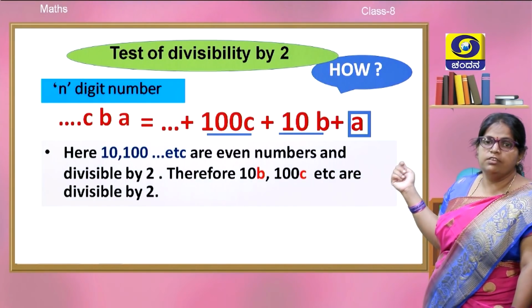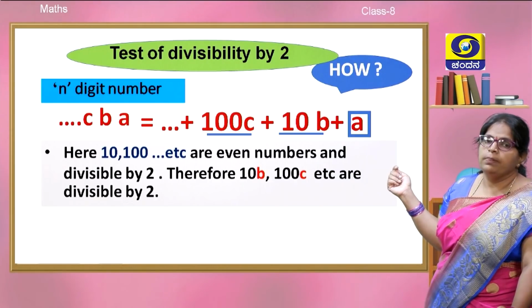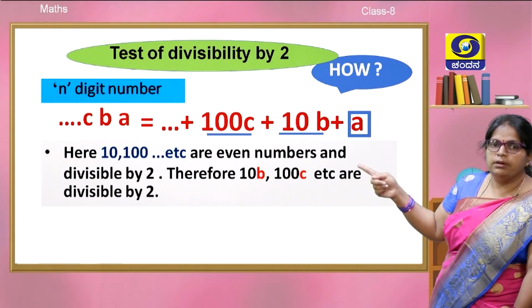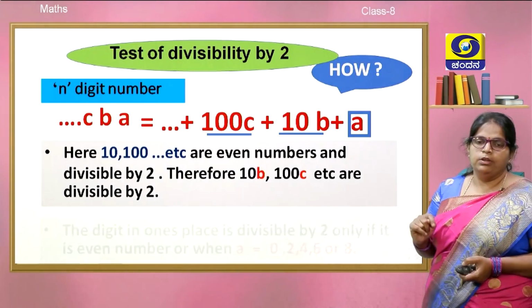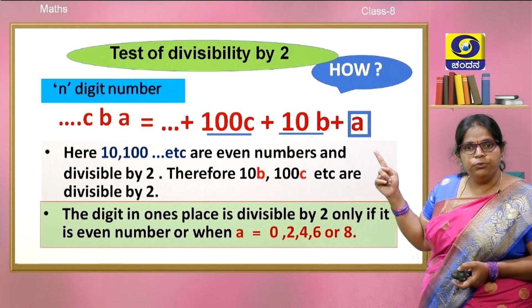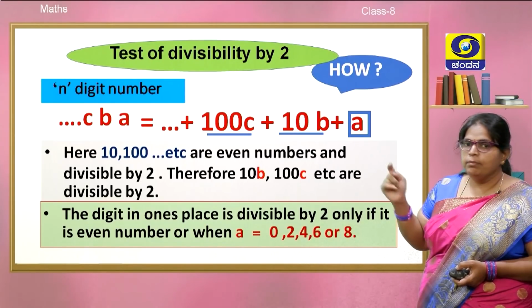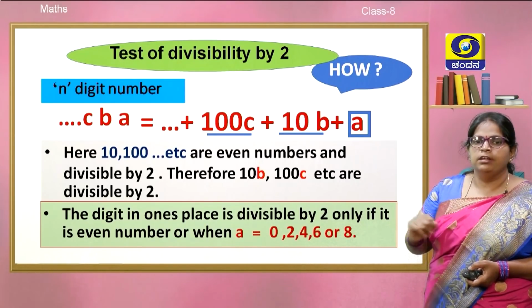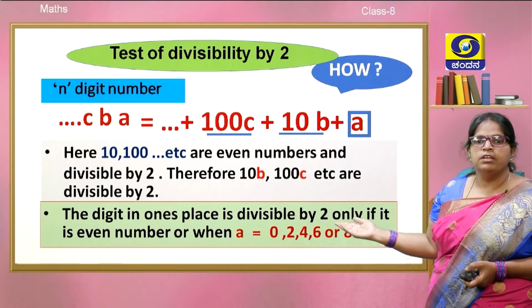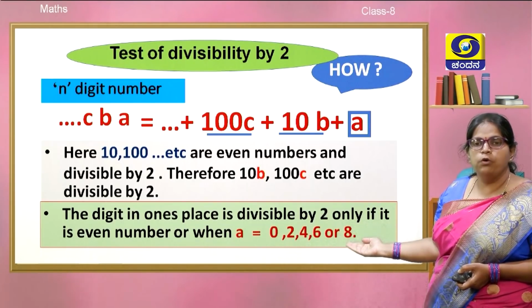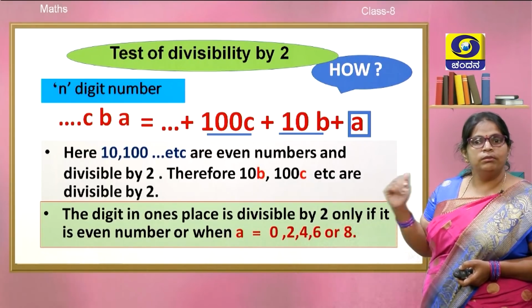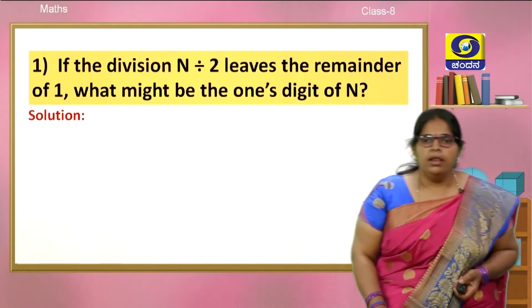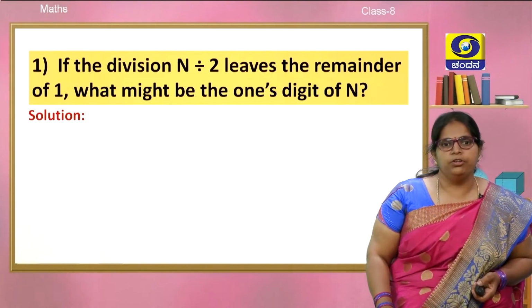If A is divisible by 2, then the whole number is divisible by 2. Therefore, to be divisible by 2, A must be an even number. Therefore, A can take the values 0, 2, 4, 6 or 8. Hence, the rule. Now, let us solve a problem based on the rule.